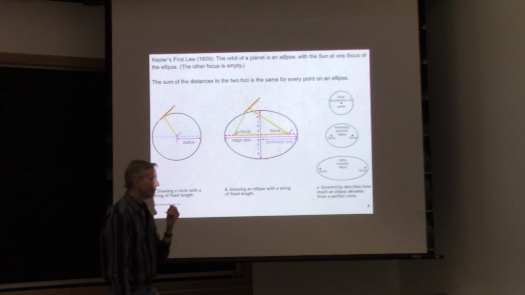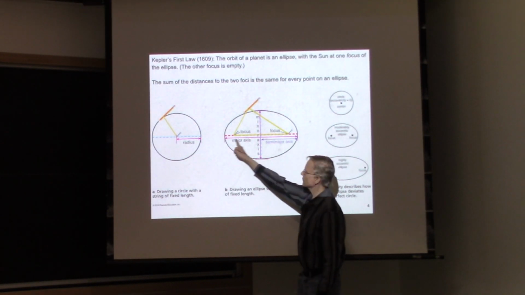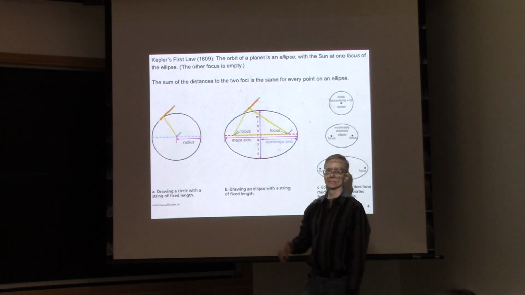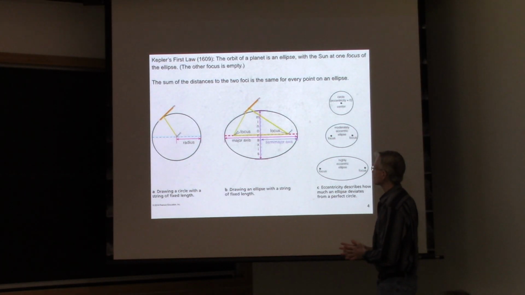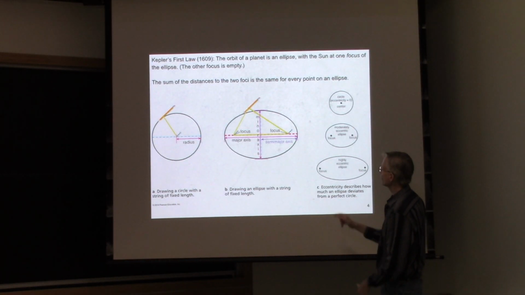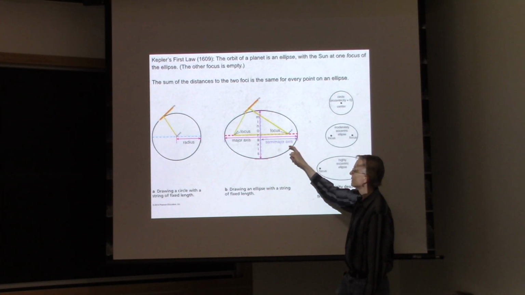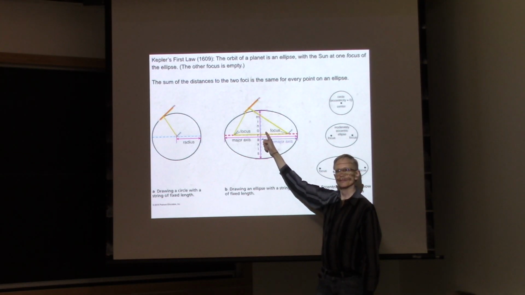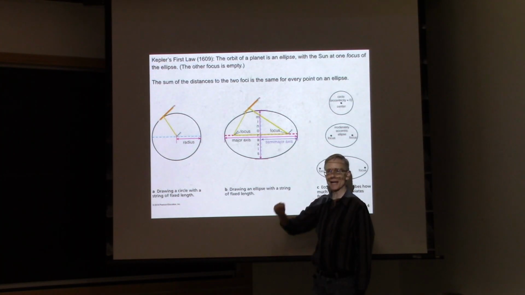There are, on an ellipse, both a major axis, the long axis of the ellipse, and a minor axis, which is perpendicular to it, the short axis of the ellipse. And we call half the length of the major axis the semi-major axis. Guess what we call half the length of the minor axis? The semi-minor? That would be the semi-minor axis, as a matter of fact, yes.